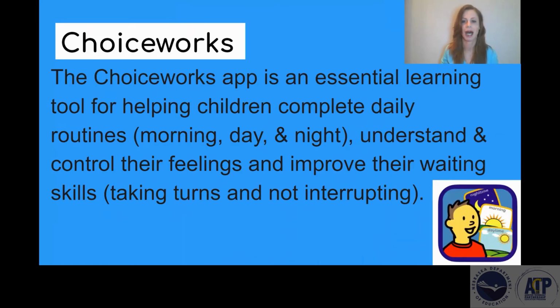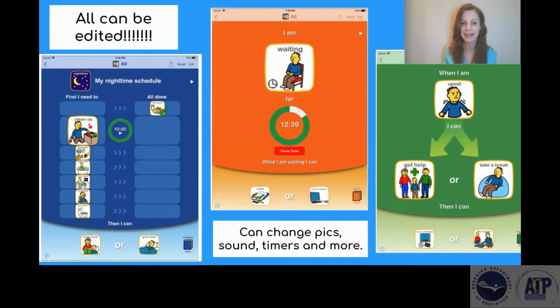ChoiceWorks is an app that is awesome. Let me show you. So everything's editable. You can do schedules, you can do waiting timers, and then you can do kind of like what happens when. So when I'm angry or upset, I could do this or this. So it's like a choice, but you can edit all these. And then you know what I love about the schedule? So you drag it over when you're done and it'll say all done. But again, it's all editable and they're very vivid colors. It's a very, very nice app.